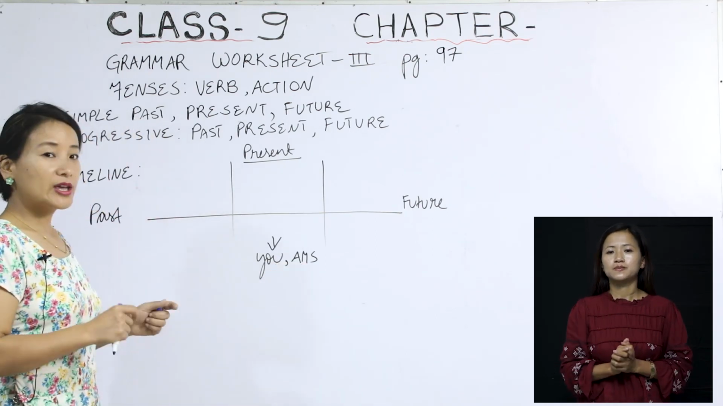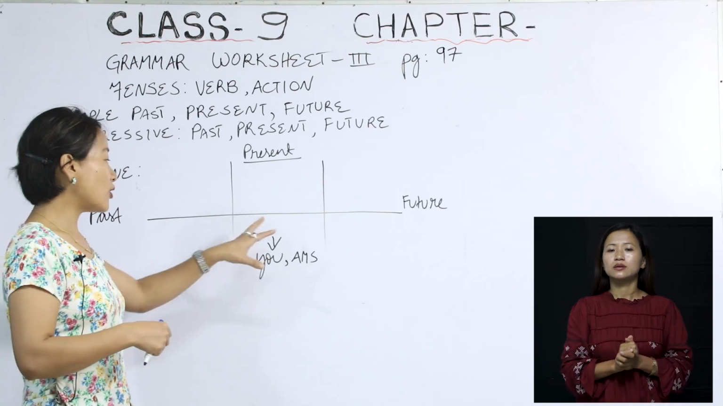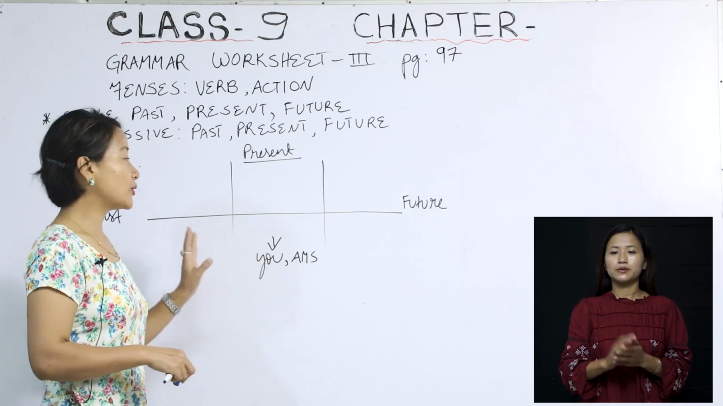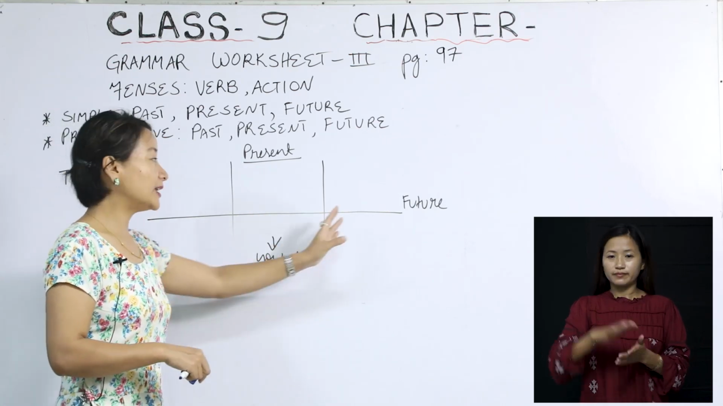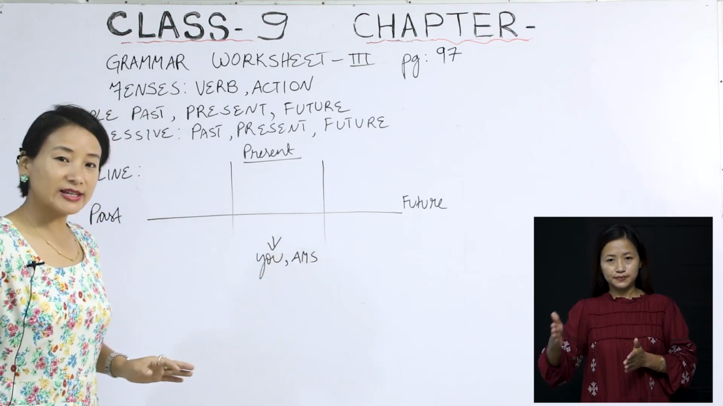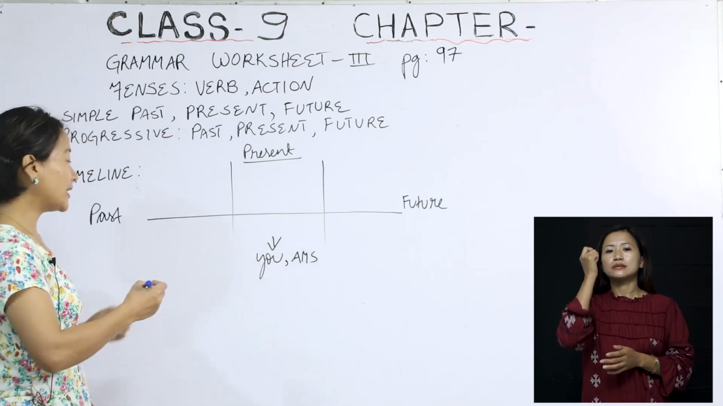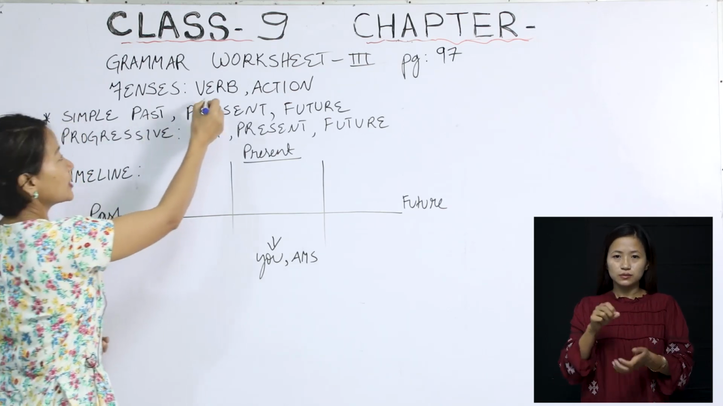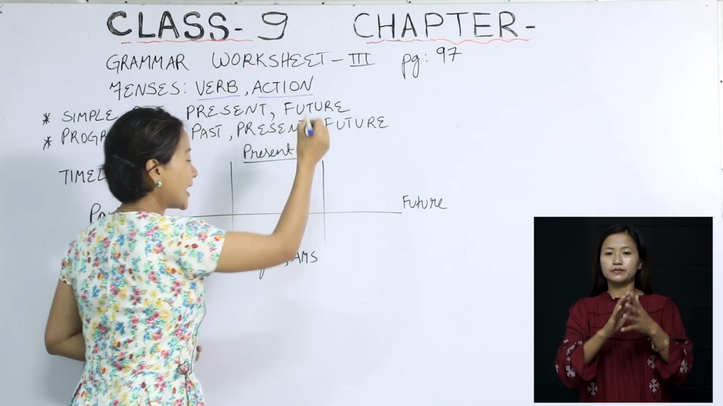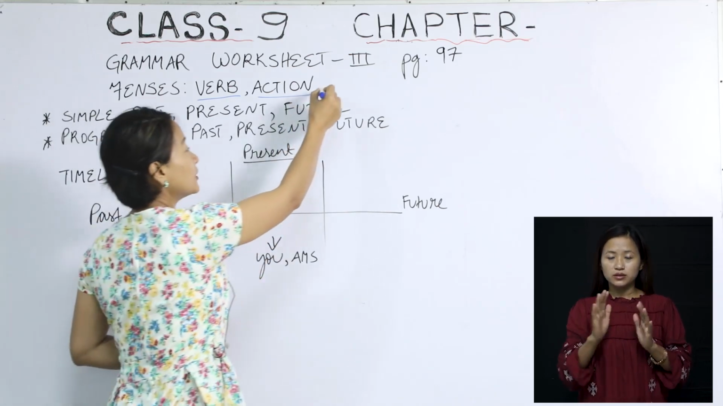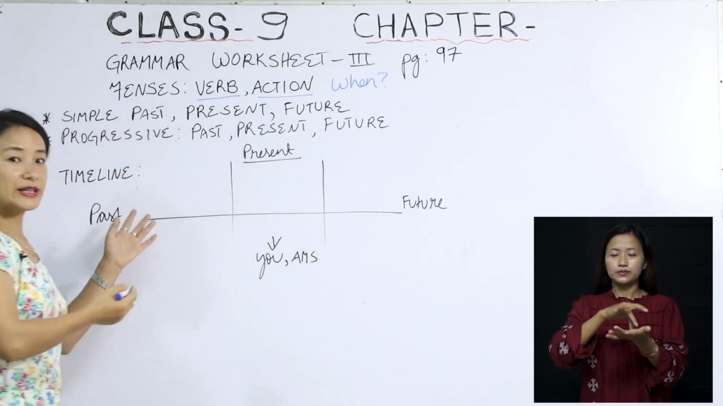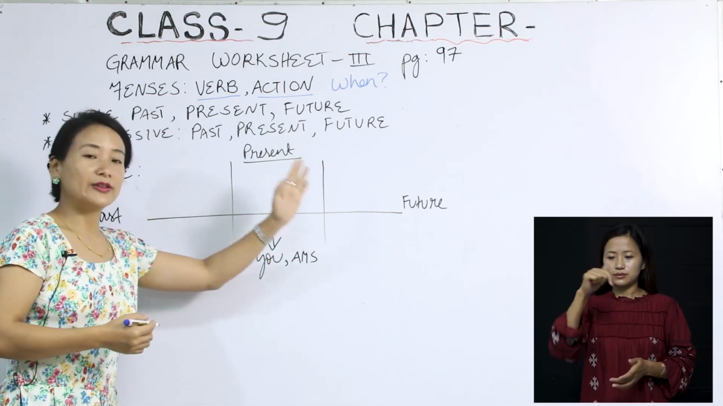We as speakers will always find ourselves in the present moment. So that's what we have here in the present timeline, and the future would come on your right-hand side. Having this timeline will help us understand when an action took place. When we say tenses, we are talking about verbs, we are talking about action, and using this timeline, we will be able to tell when an action took place, whether it was in the past, the present, or the future.